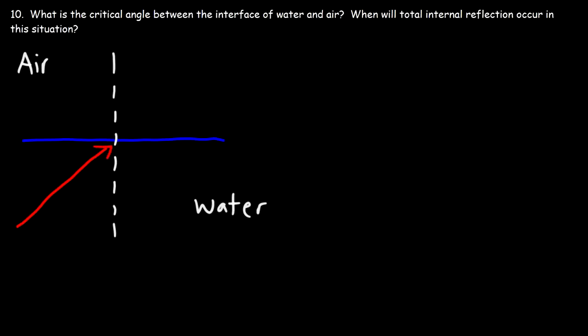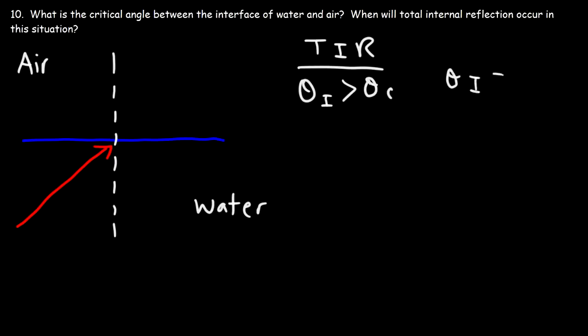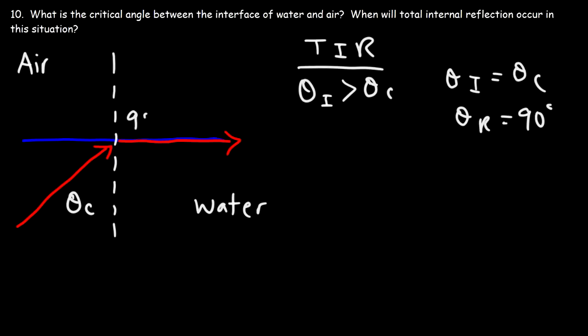So it's going to start here, and then it's going to bounce off. Now, total internal reflection will occur if the incident angle is greater than the critical angle. Now, when the incident angle is equal to the critical angle, the refracted angle is going to be 90 degrees. So let's say this is the critical angle. Then the refracted angle will be between the air-water boundary. It's going to be between air and water, so it's at that boundary. And this will be 90 degrees.